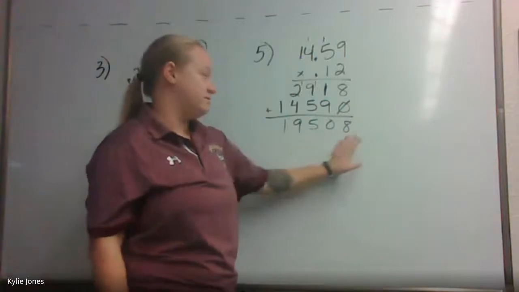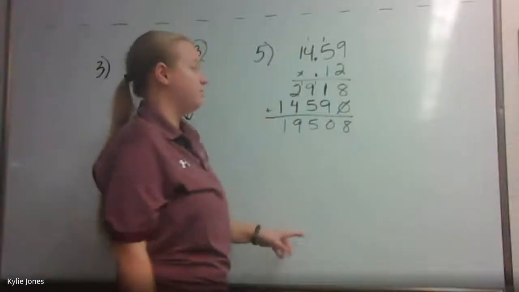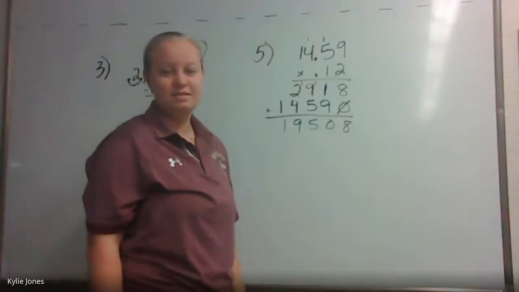So are these the numbers you guys got? 19508. I got a 3 on the top. On the top one. 18. I don't know. Oh yeah. I do that a lot because I just regroup randomly sometimes.